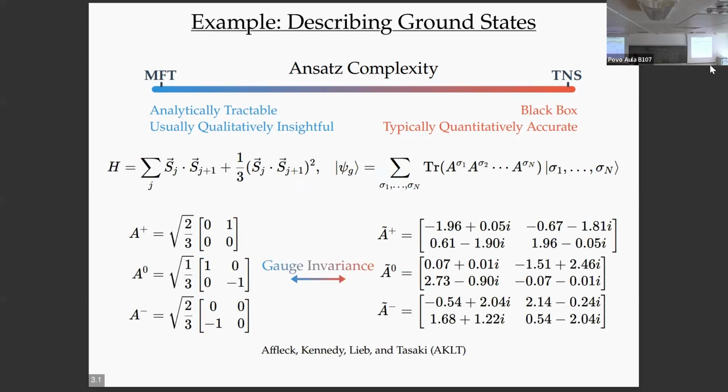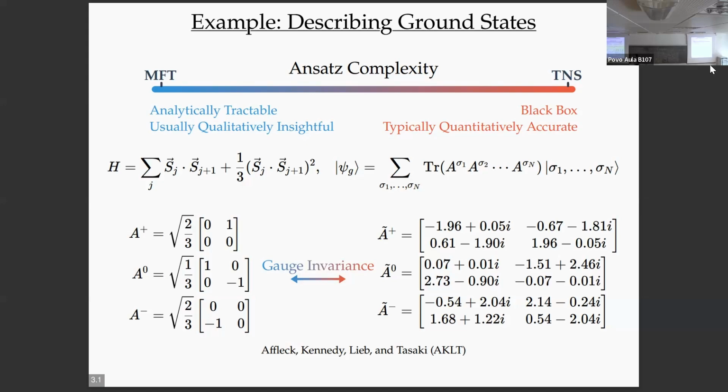So as a quick example of this, if we consider this Hamiltonian that was constructed by Affleck, Kennedy, Lieb, and Tasaki, which is a spin 1 Hamiltonian, it famously has this exact matrix product state representation for its ground state. So I show the A tensors here on the left. So you can see that A plus and A minus are proportional to the spin 1/2 raising and lowering operators, and A0 to sigma Z.